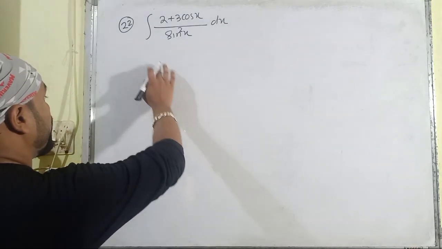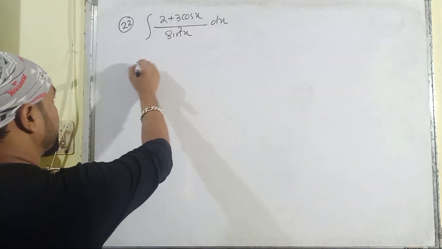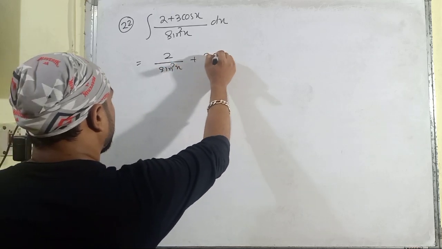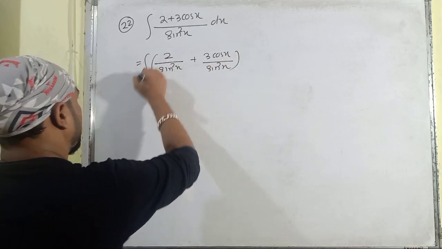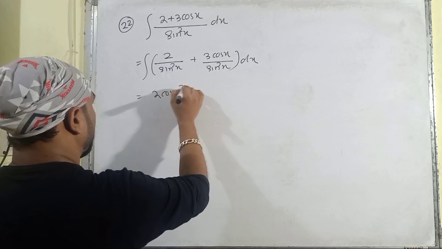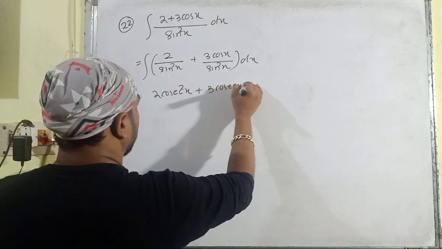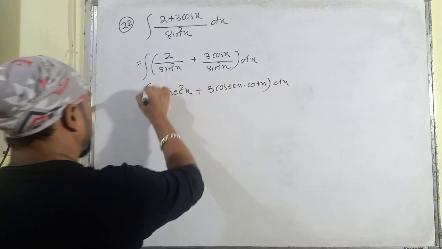In problem number 22, we have to integrate (2 plus 3 cos x) divided by sin square x with respect to x. Just separating, it is 2 upon sin square x plus 3 cos x divided by sin square x. It is 2 cosec square x plus 3 cosec x into cot x, and we have to integrate with respect to x.